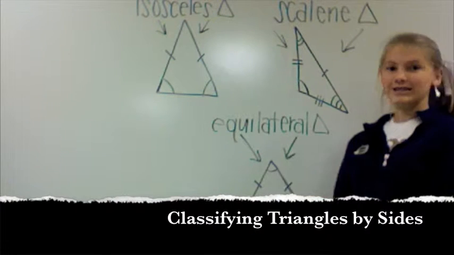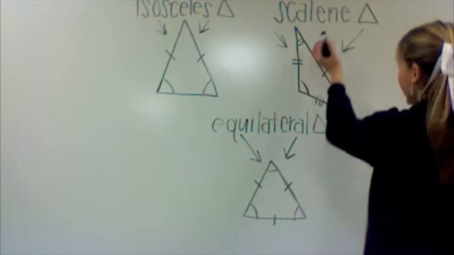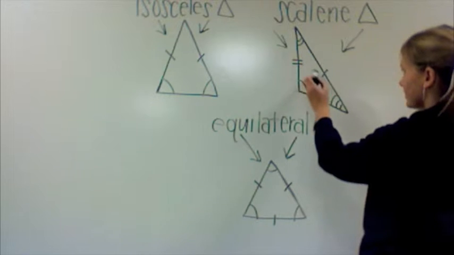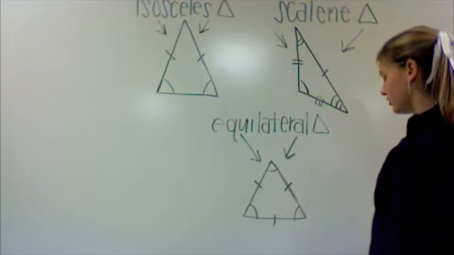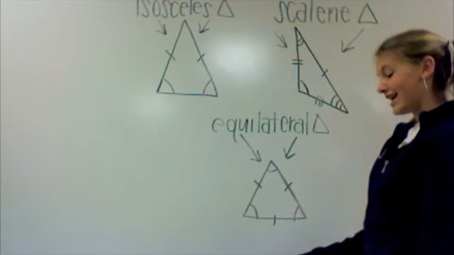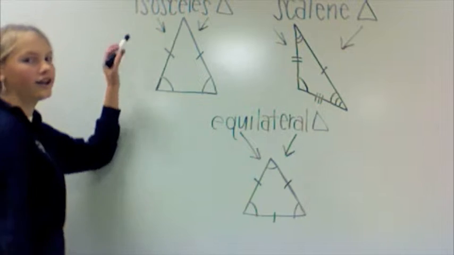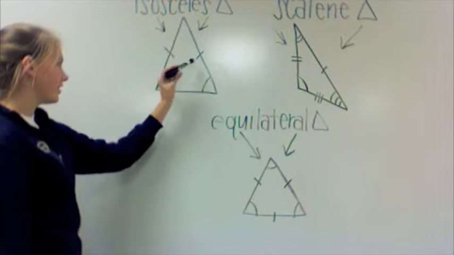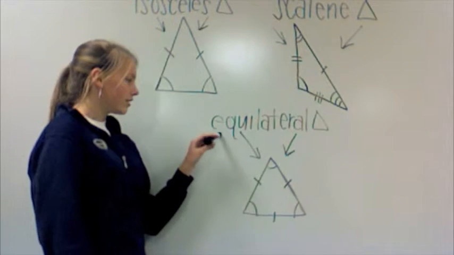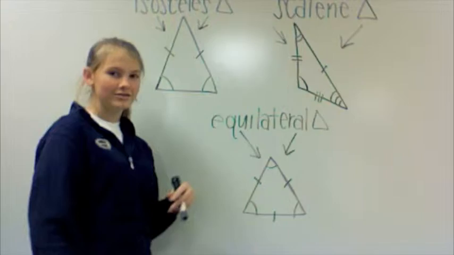Okay, now we're going to classify triangles by sides. The first triangle is a scalene triangle, which is when none of the sides are congruent. None of them are equal, and none of the angles are equal either. And then the next triangle is the isosceles, which is where two of the angles are congruent, and then two of the sides are congruent. And the last triangle we have is equilateral, which is where everything's equal. All the sides are equal, and all the angles are equal.